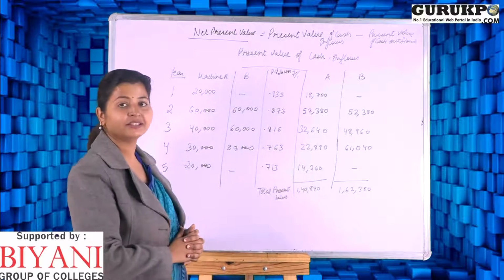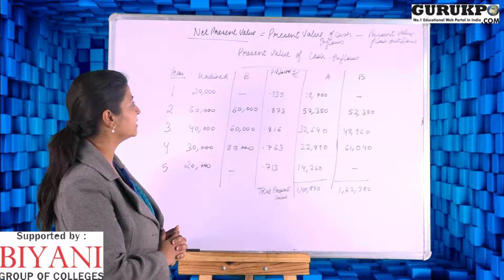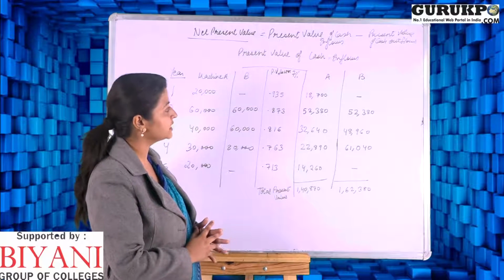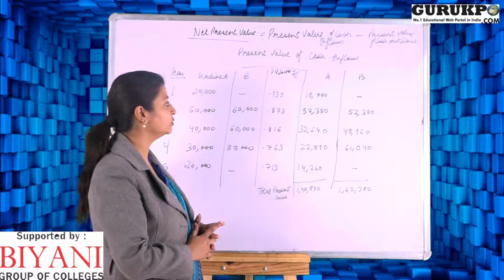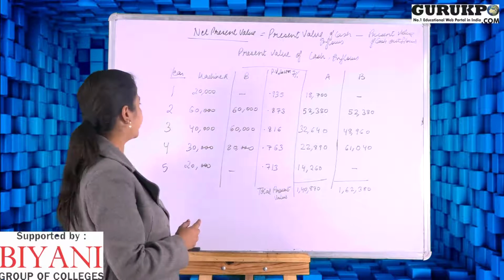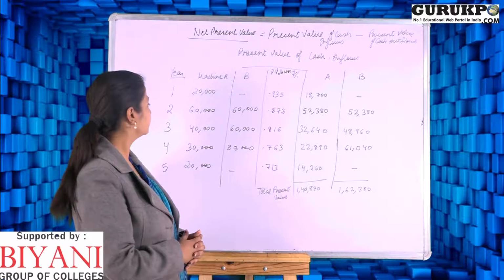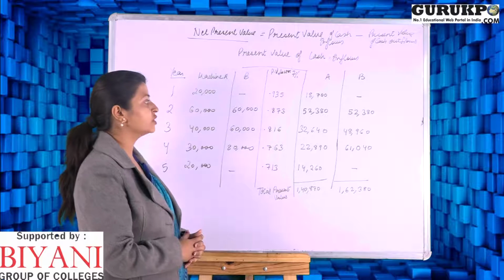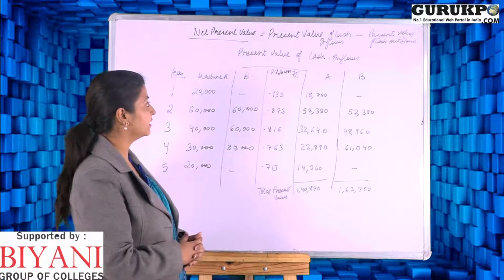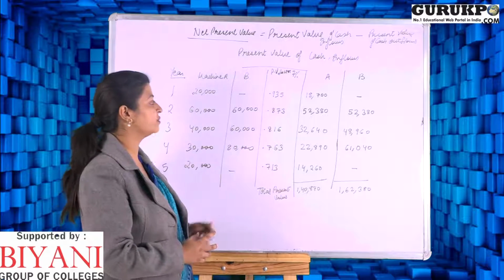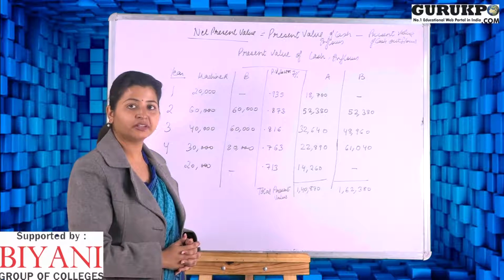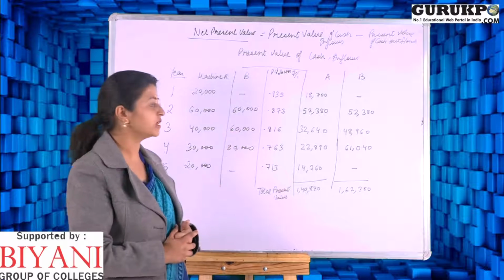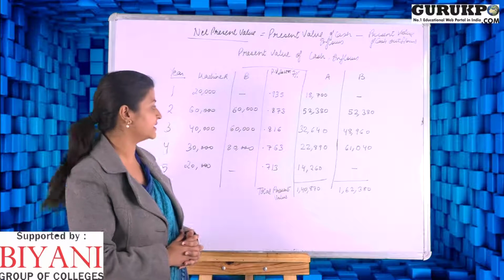For the second year, it's 60,000, so we multiply it by 0.873, and it comes to 52,380. For B it is also 52,380 because it is the same. In the third year, the cash flow of machine A is 40,000 and for B is 60,000. We multiply by the third year PV factor, that is 0.816. So A comes to 32,640, and for B, 60,000 into 0.816 comes to 48,960.